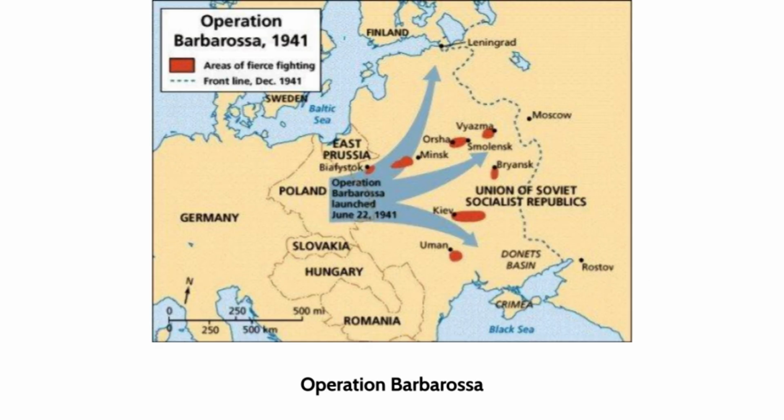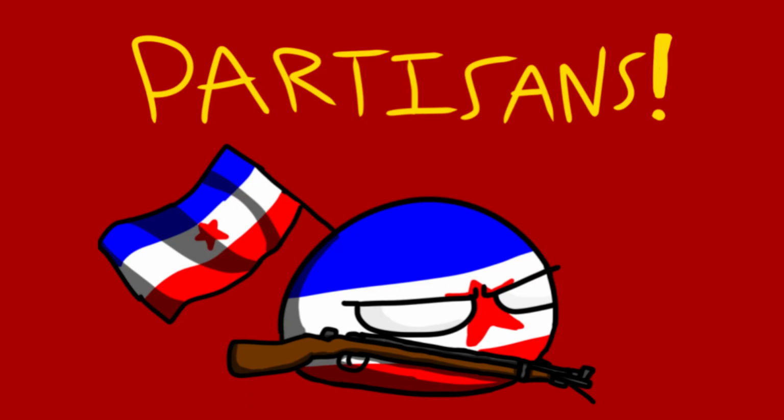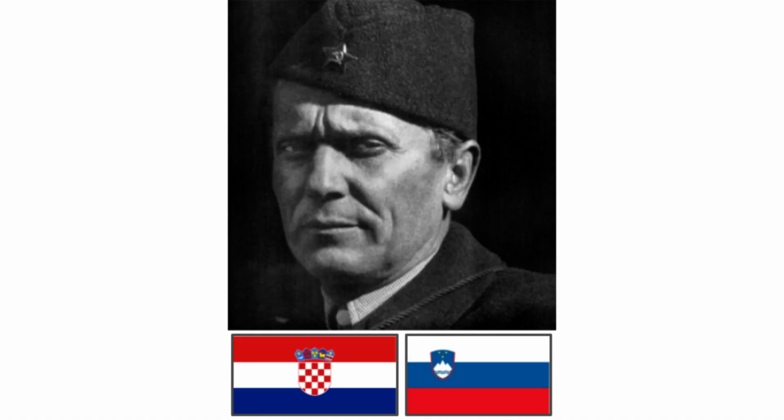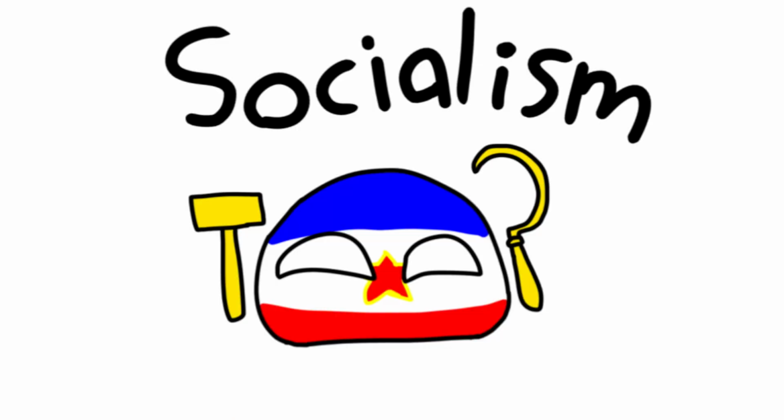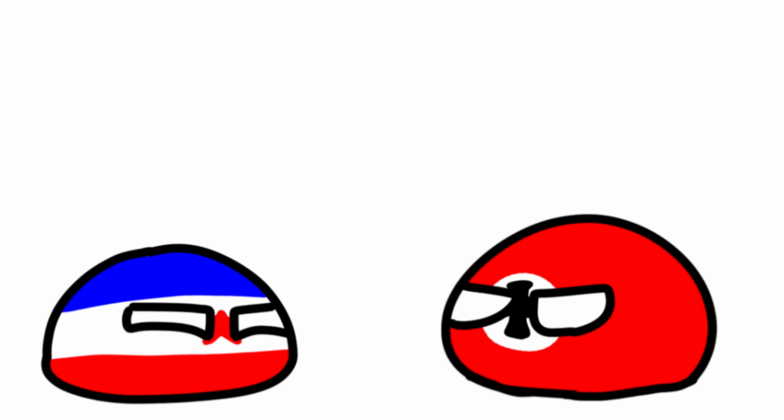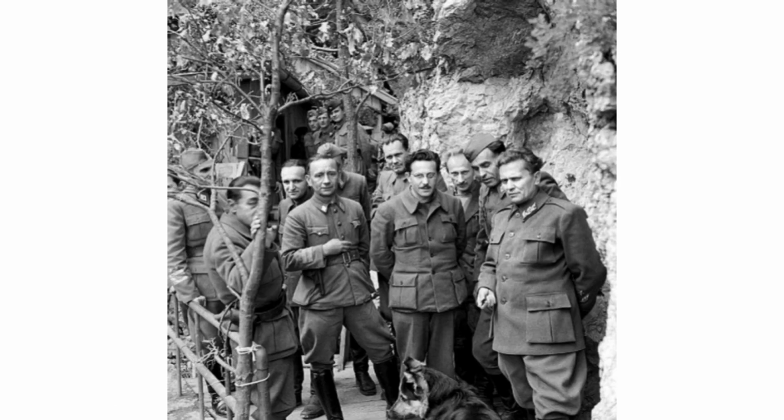In June 1941, when Hitler invaded the Soviet Union, a socialist movement, also known as the Partisans, rose up. They were led by Josip Broz Tito, a Croat Slovene. He wanted to create a socialist republic in Yugoslavia, and the Nazi occupation was in the way. He and his partisans began another campaign of guerrilla warfare in Yugoslavia.